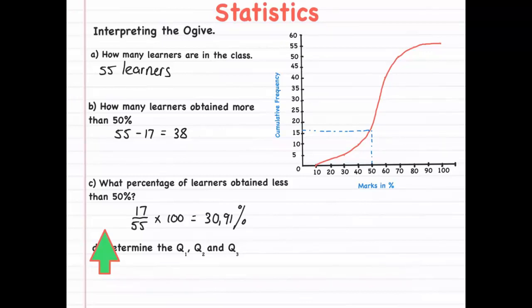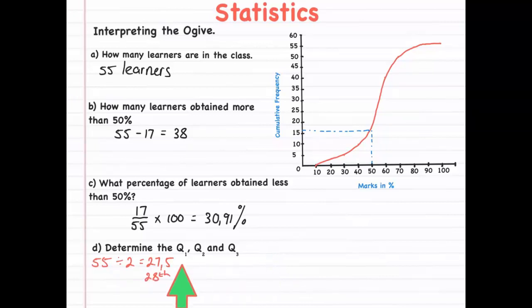Now for the final question, we want to determine Q1, Q2 and Q3, so the median, the lower quartile and the upper quartile. Now to calculate the median, and we want to do that first, we simply know that there's 55 learners in our sample and that's an uneven amount, and I'll do the calculation here at the bottom left. So we have 55 learners, and we divide it by 2, we get 27.5. If we round it up, we are looking at the 28th value.